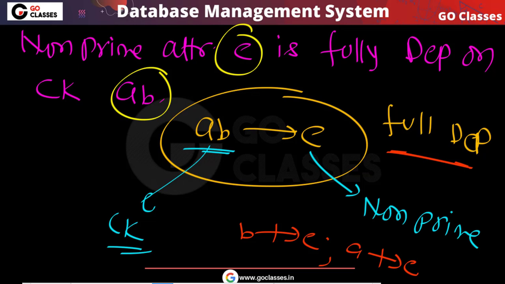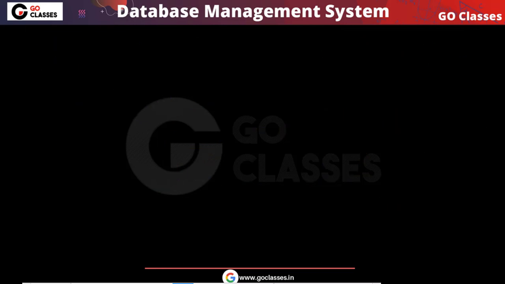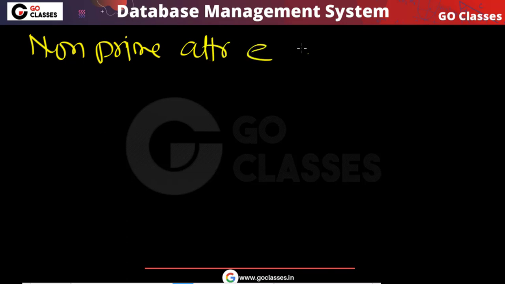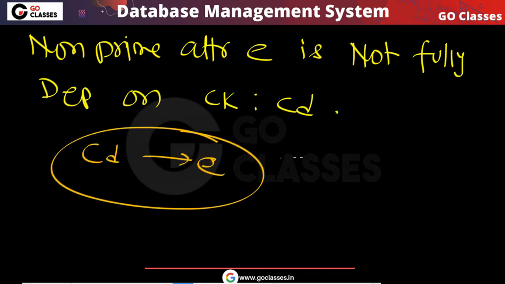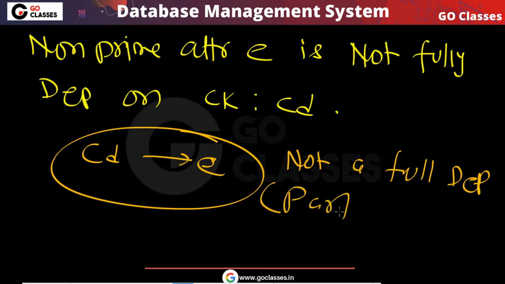But you can notice this non-prime attribute is not fully dependent on the other candidate key. This non-prime attribute E is not fully dependent on candidate key CD. I can say CD determines E, but this is not a full dependency, or I can say this is a partial dependency.